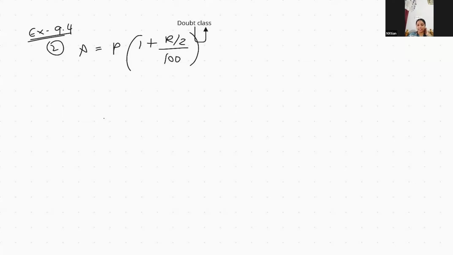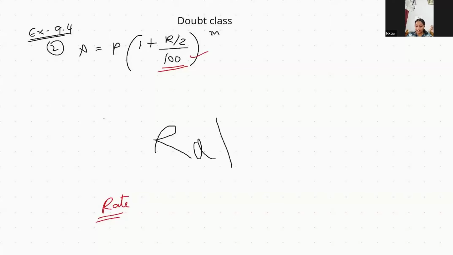Okay. So, see, here, 2n, okay? And R by 2, why didn't I take this 100? This thing you wanted to ask. See, we are calculating to find out rate, okay? So, you can take this 100 here, or you can multiply your final answer by 100 at the end also.